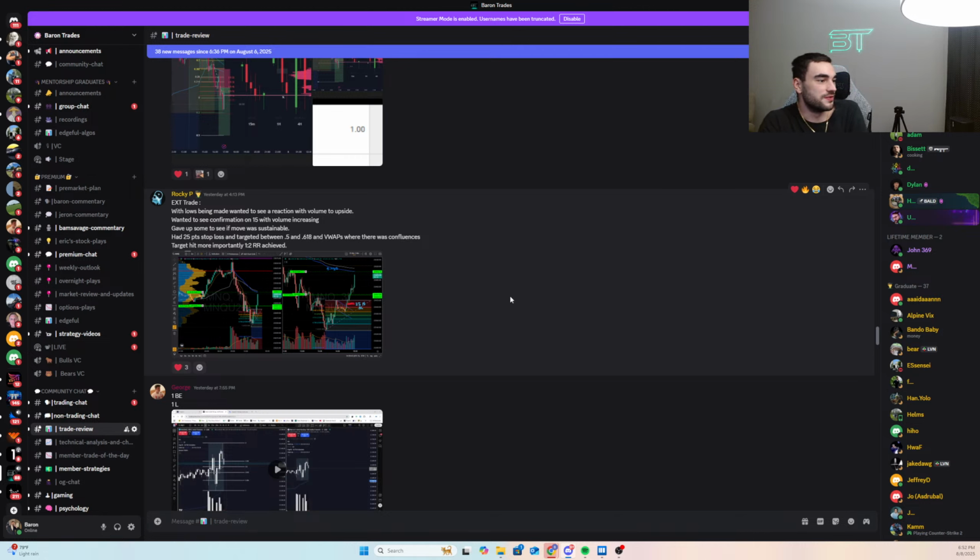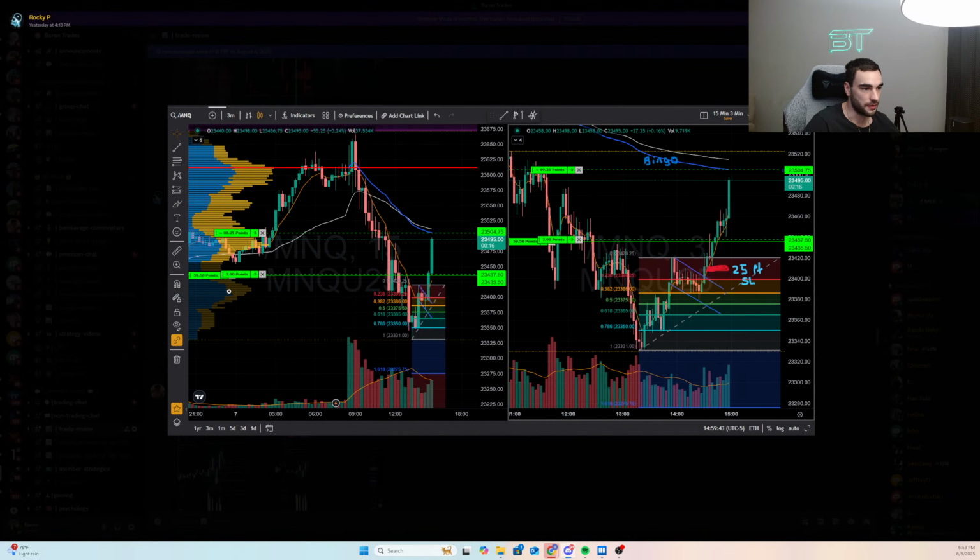Extra trade with lows being made. Wanted to see reaction with volume to upside. Wanted to see confirmation on 15 with volume increasing. Gave up some to see if move was sustainable. Had 25-point stop loss and targeted between 0.5 and 0.618, and VWAPs were there as confluence. Target hit. More importantly, 1 to 2 RR achieved.